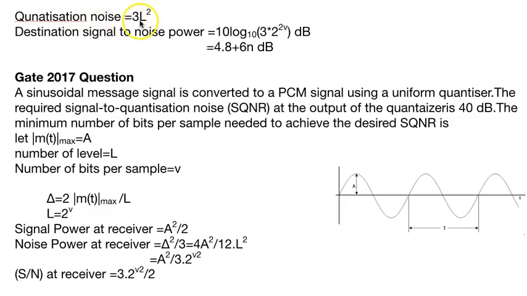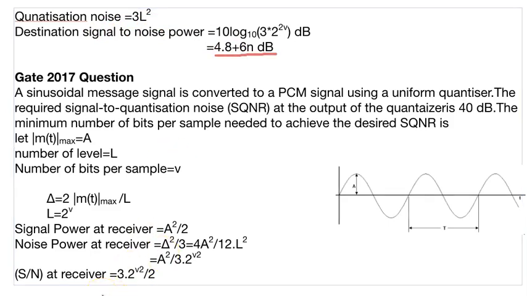The quantization noise is often calculated as 3L square, and the destination signal to noise power. Now this is a very important value because many a times they will ask you to give the number of bits according to the signal to noise ratio. SNR is equal to 4.8 plus 6V in dB, and its unit is dB, that you need to know. Always remember that SNR is calculated in digital communication in decibels.